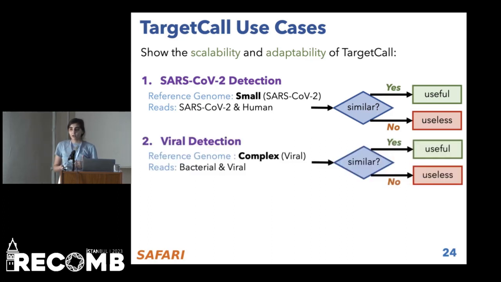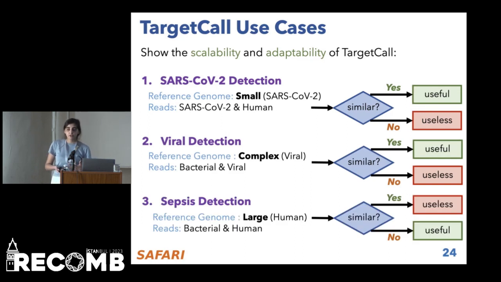Our next use case has the same spirit, but now our reference genome is more complex. So instead of one viral strain, it has reference genomes of multiple viral species. And the final use case is a bit different, where we have the human reference genome as the reference, to show that TargetCall is scalable to large reference genomes with this specific use case.